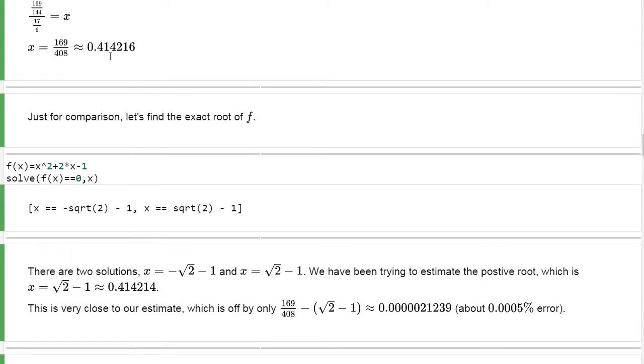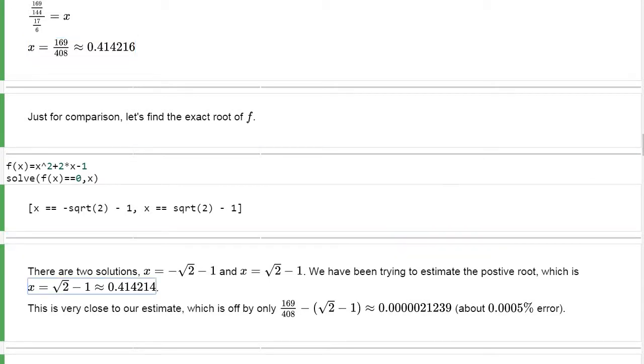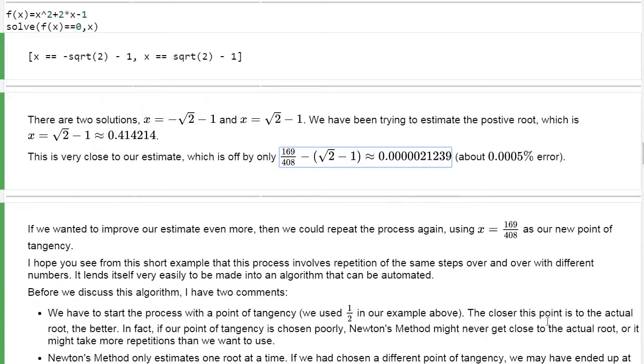Let's see if we can get both of them. So this is my approximation based on the second tangent line. This is an approximation based on the exact answer. So I just rounded to 6 decimal places. And that's pretty good. In fact, if you take our estimate and subtract the exact answer, rounded to however many decimal places this is, you can see that they're very close together. The percent error here is roughly 0.0005%. So very good estimate with only 2 tangent lines.